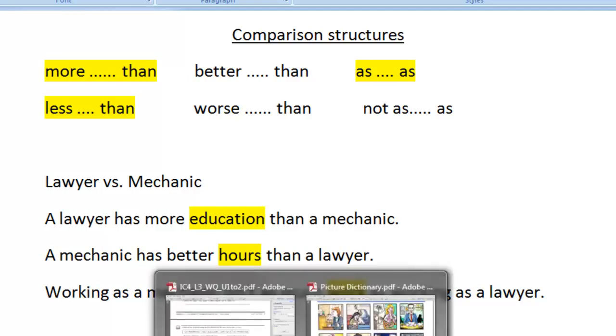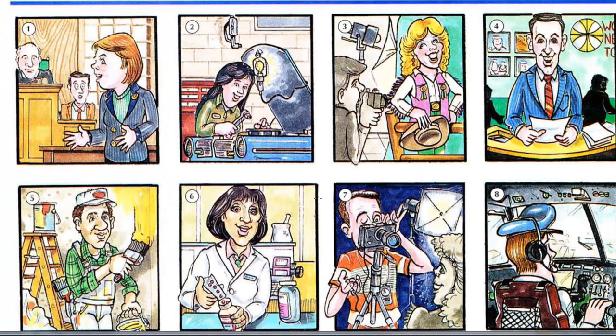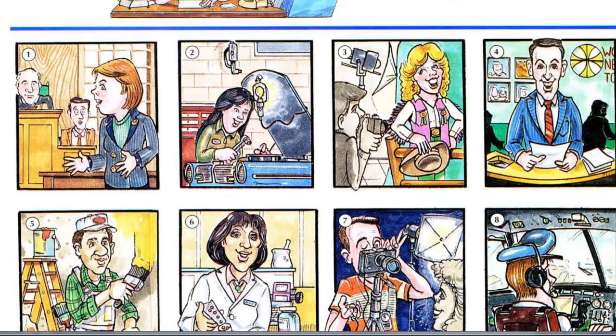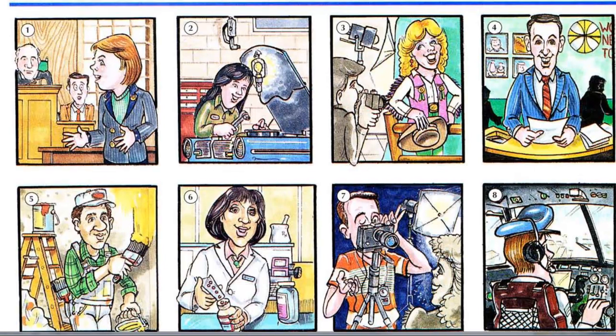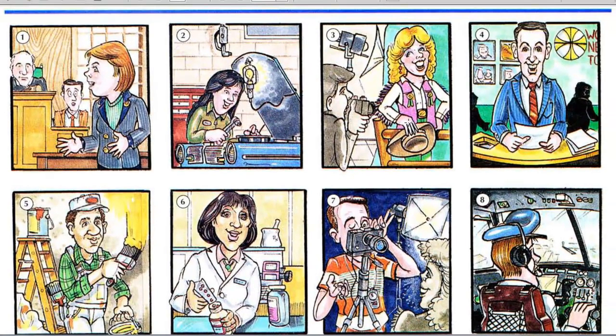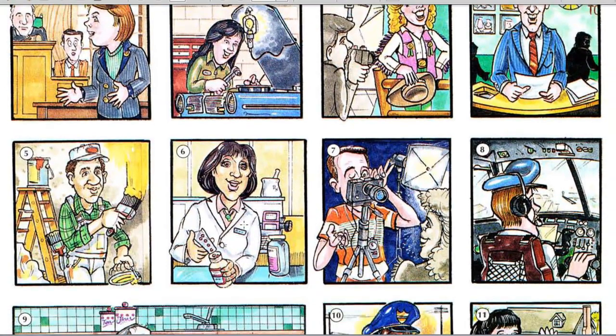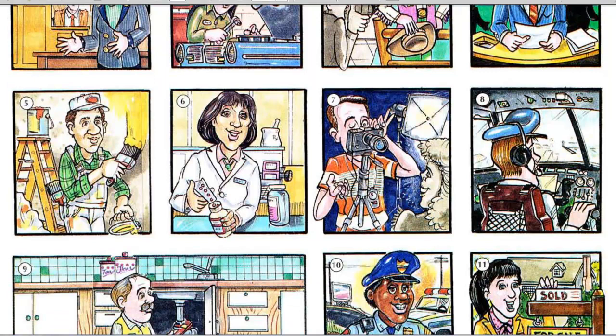So what I would like for you to do now is look at all of these jobs. I will be publishing this document here. So we've got a model, a journalist, a photographer, a painter, and just choose randomly two jobs that you would like to compare.